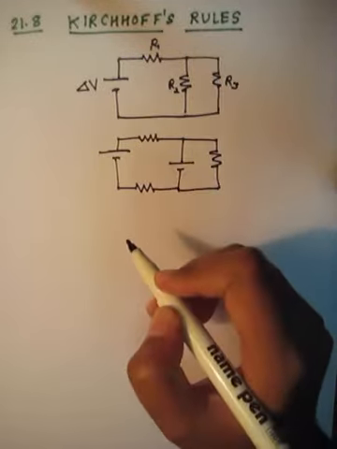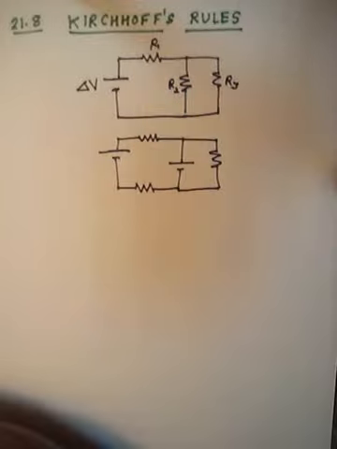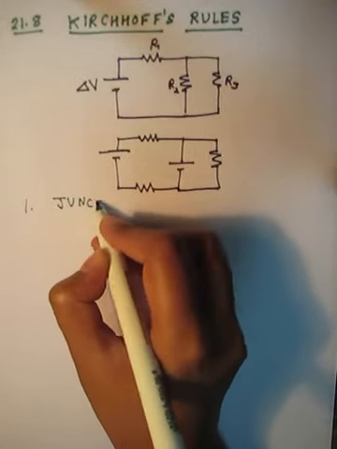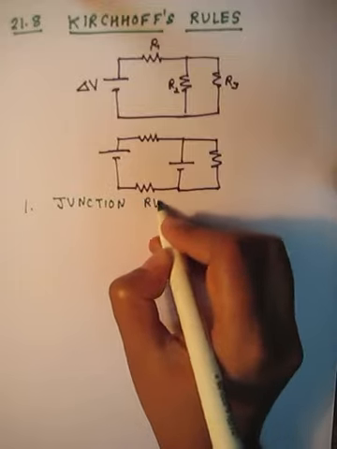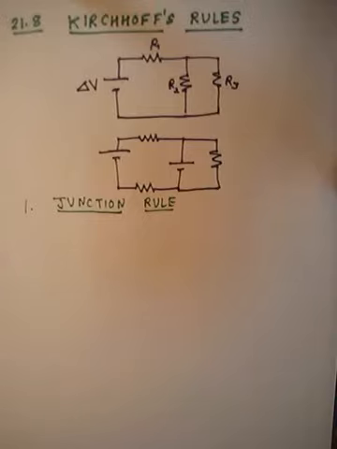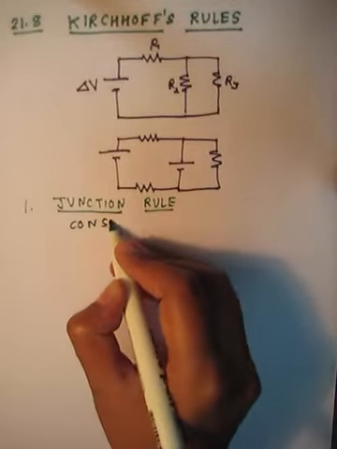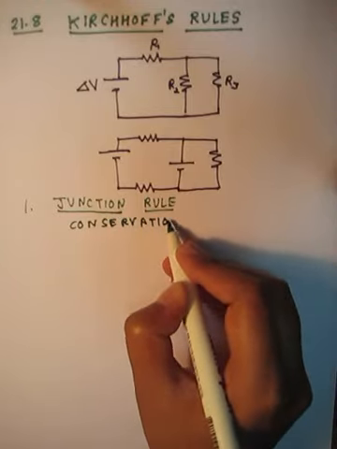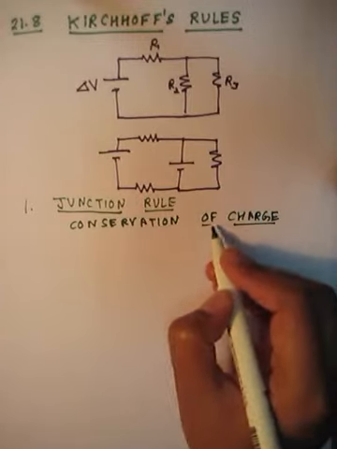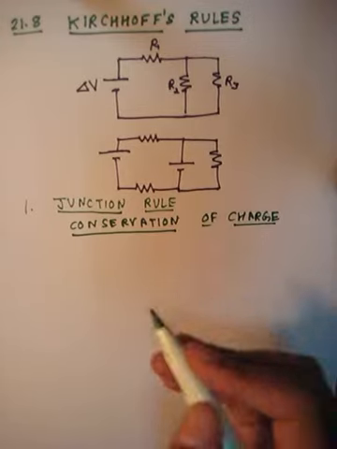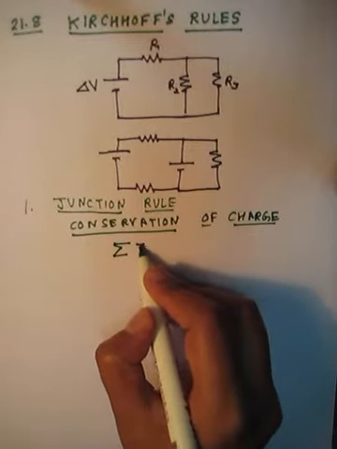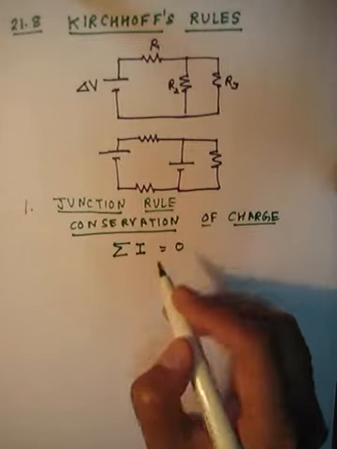Kirchhoff was a scientist who gave two rules, which are as follows. The first one is the junction rule. The junction rule is for charge, and it is based on conservation of charge. It means that charge will not be dissipated anywhere, and it will just flow from one wire to the other. So this junction rule states that the total current at a junction is equal to 0.